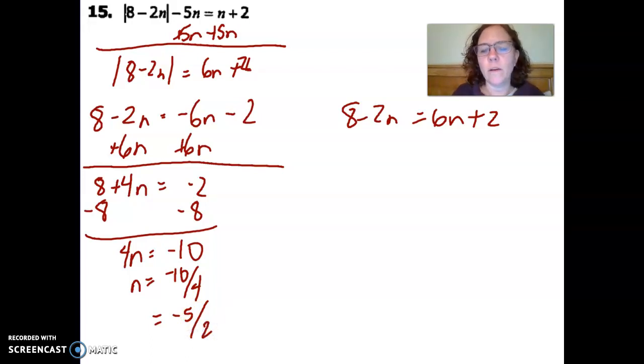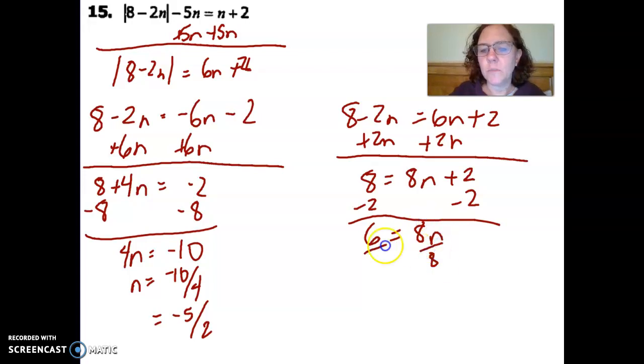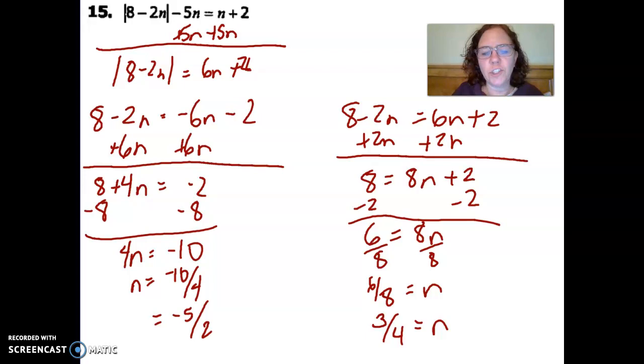Okay, let's do the one on the right. So this time I'm going to choose to add 2n because that's what's going to give me a positive variable. Subtract 2 from both sides and divide both sides by 8. So I get 6 over 8 is equal to n, which I'm going to choose to simplify. 3/4 equals n.